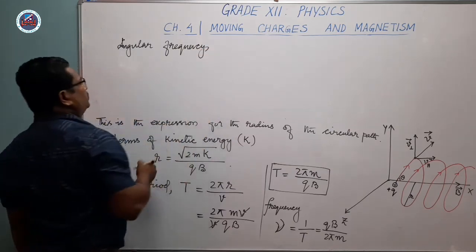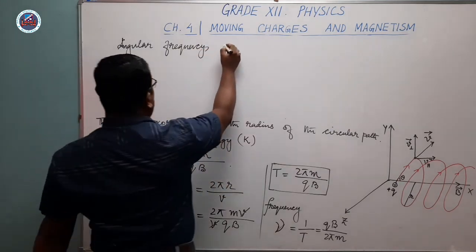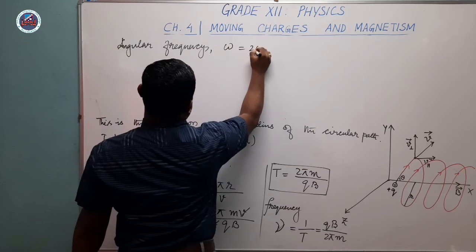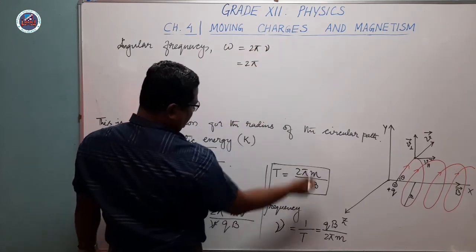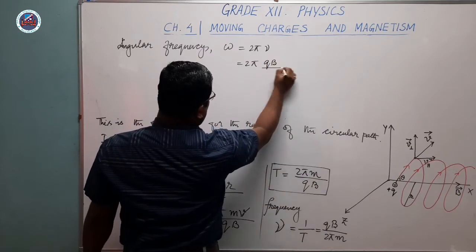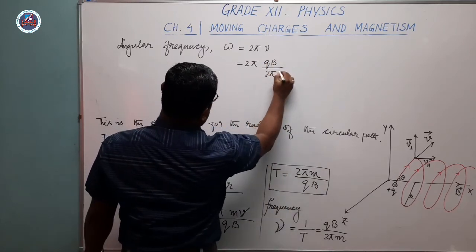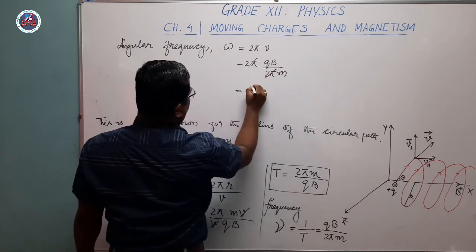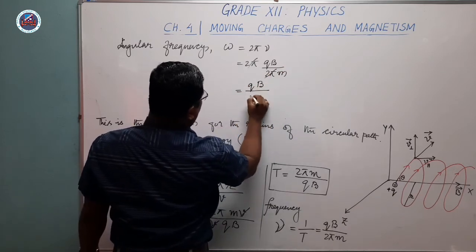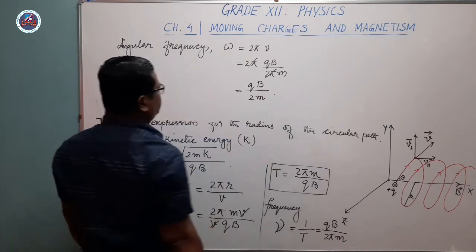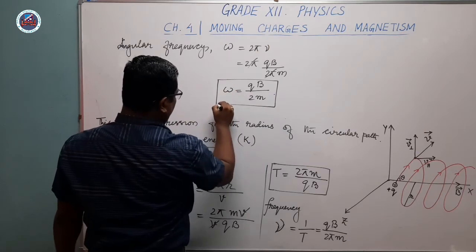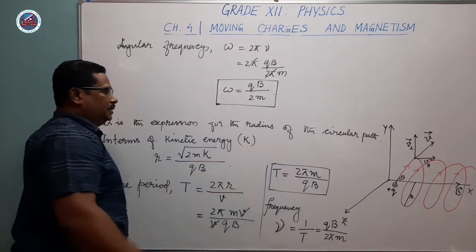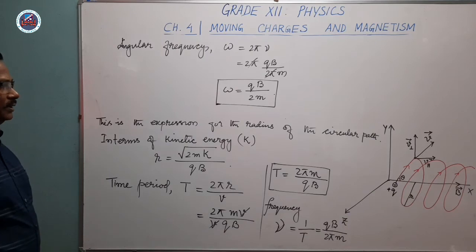Angular frequency, we also call it angular velocity. Angular frequency omega is how much then? It is 2 pi times the linear frequency. 2 pi times linear frequency, you can see here it is qB divided by 2 pi m. 2 pi, if you cancel it, you will get the expression qB divided by m. So this will give us the angular frequency or the angular velocity of the charge that is moving in a circular path in the uniform magnetic field.